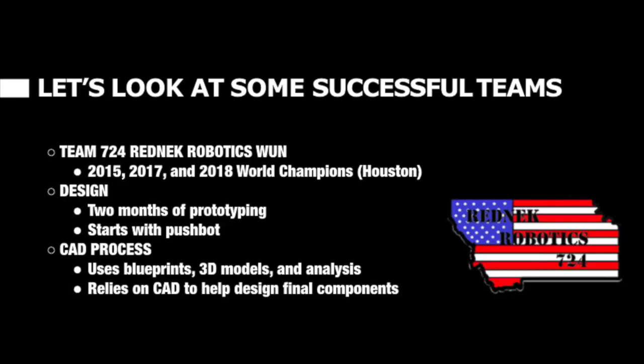First, let's start with Team 724 Redneck Robotics 1. They were the 2015, 2017, and 2018 World Champions in Houston. They won the most World Championships of any other team in FTC. How did they do it? Well, their design process goes like this. They start with 2 months of heavy, intense prototyping. Then they start with a push bot, which is basically just a robot they can push around and maybe even program to move, just to see how it would work on the field. Then they use the CAD process, where they use blueprints, 3D models, and analysis, and rely on CAD to build their final robot that they take to the World Championships.